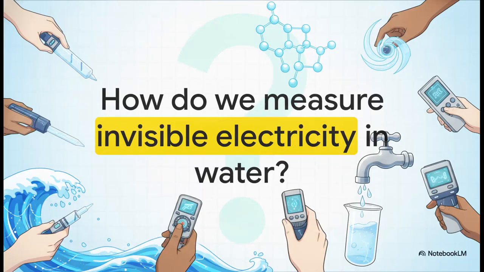Every single liquid around us is literally buzzing with unseen electrical potential. Whether we're talking about the tap water in your kitchen, the ocean, or a highly complex pharmaceutical compound, there's this invisible electrical flow just waiting to be measured. But how exactly do we measure something we can't even see?